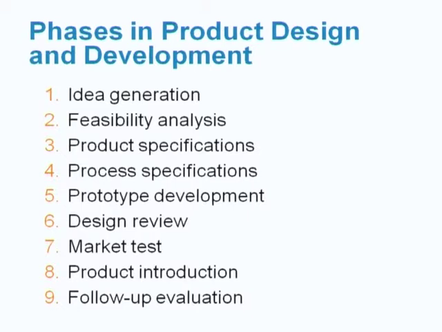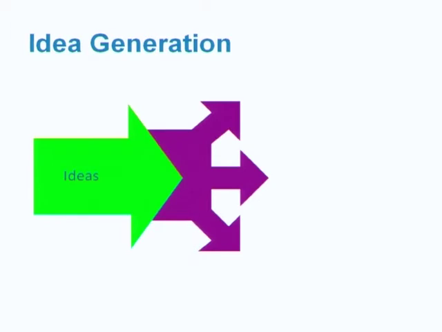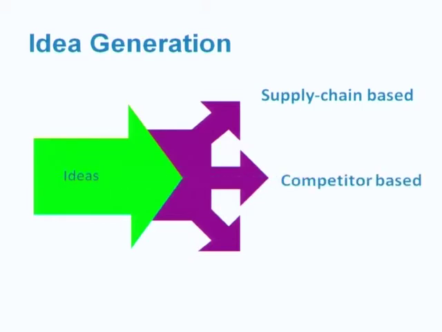Let's see the details of each step. Idea generation, the first step. The ideas of new products can come from 3 sources: supply chain based, competitor based, and research based.